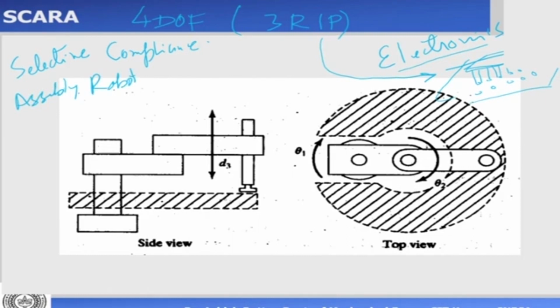That's what the name SCARA comes from, selective compliance assembly robot arm, and it is basically used for electronic assembly. Now, what are the 4 axes? What are the 4 axes of this robot?